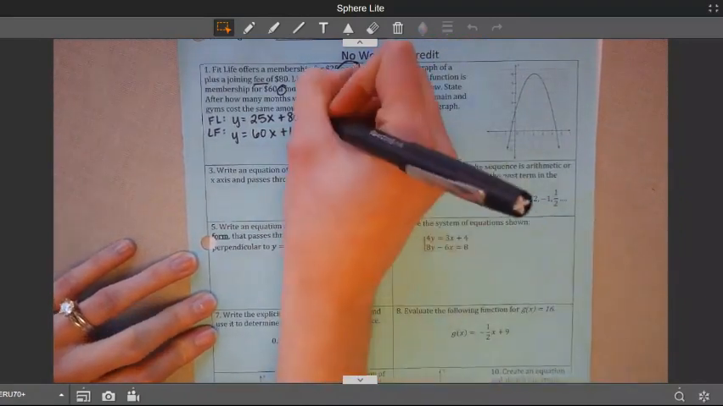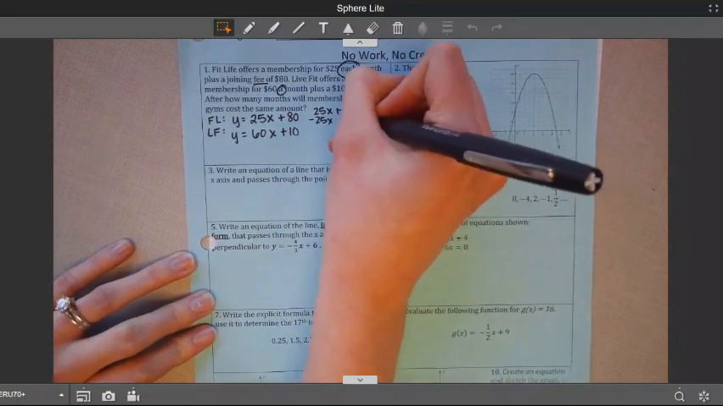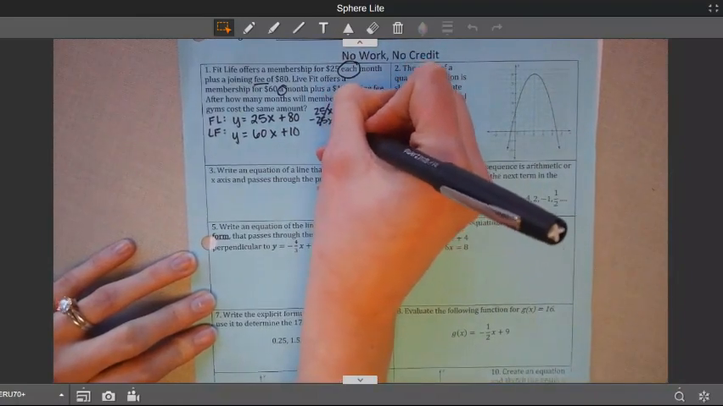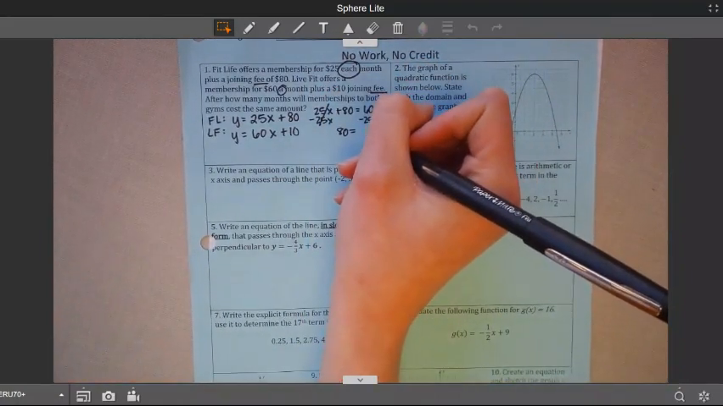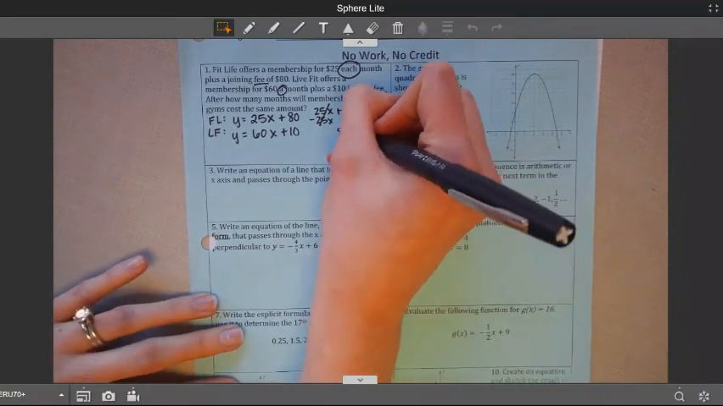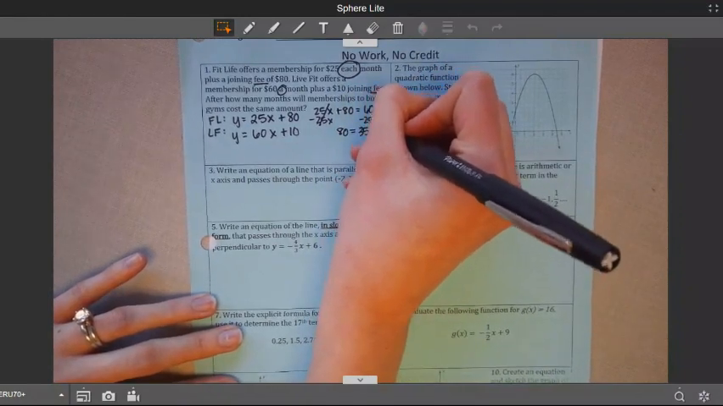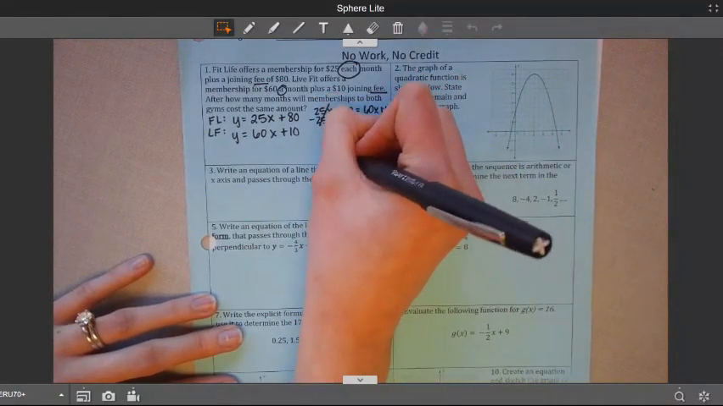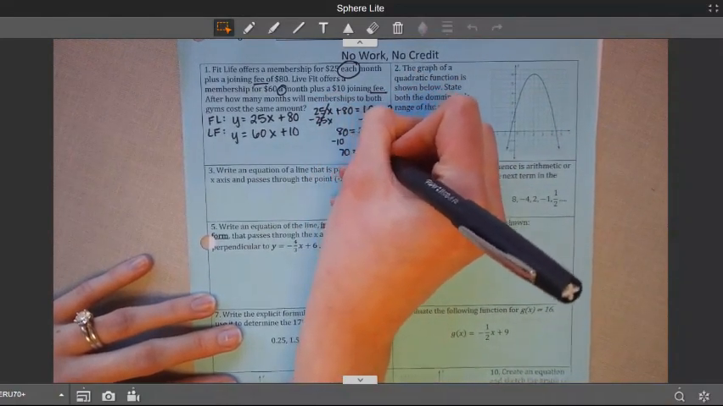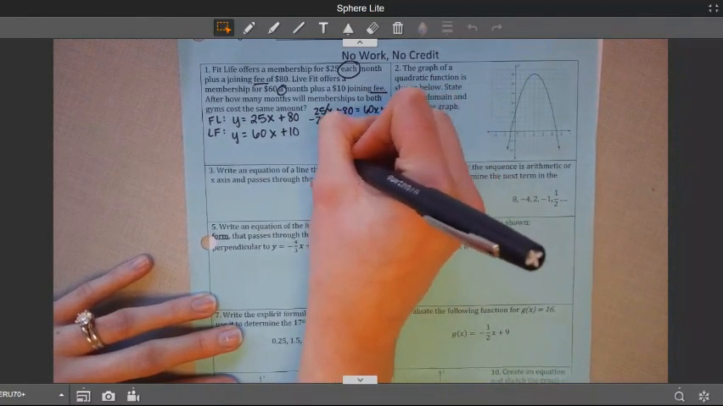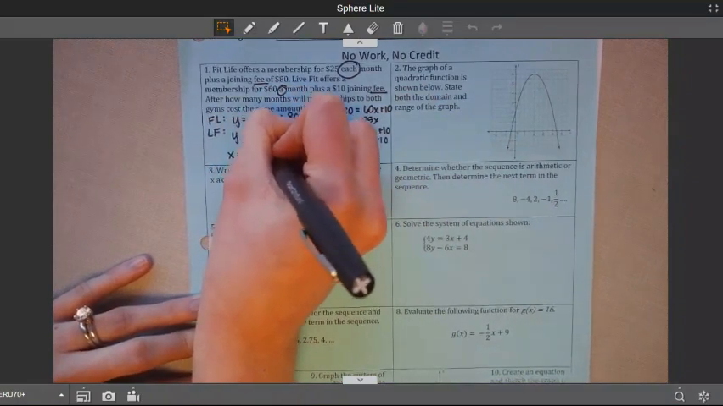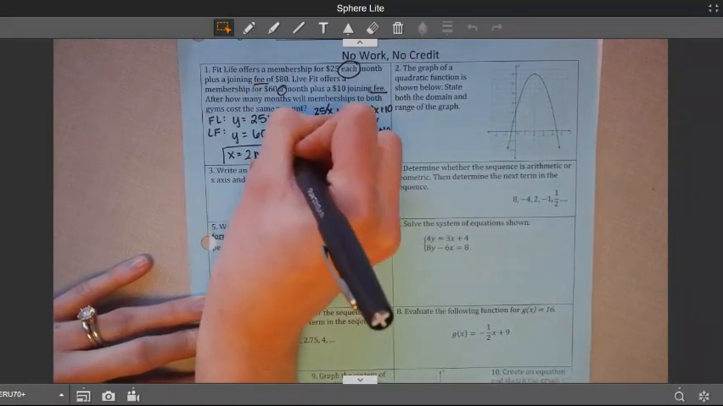So I'm going to move my smaller variable. I subtract 25x from both sides. The two 25x's will cancel. I'm left with 80 is equal to, well, 60 minus 25 is equal to 35x plus 10. Subtract 10 from both sides. I get 70 is equal to 35x. Divide by 35, divide by 35. So x is equal to 2 months. After 2 months, they will be the same price.